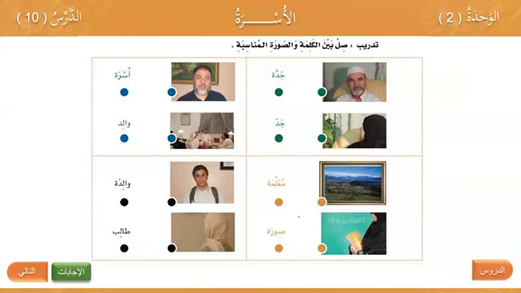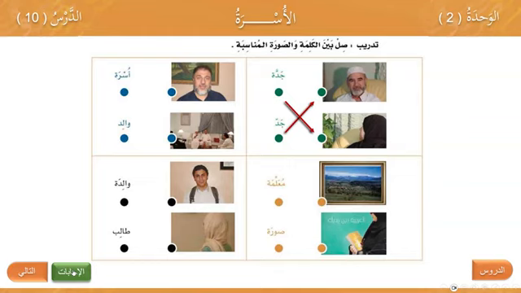Tadrib, now we have some practice. Sil bain al kalimati. Now you have to connect between the word wasurati and the picture al munasibati, suitable. So now you have to connect between the picture and the word that corresponds. So the first one is jaddatun. For jaddatun, feminine, we will have to make sure that when we talk about the feminine, it has ta marbuta, the rounded or the small ta. And then we have jaddun. So for the masculine, we will say jaddun.